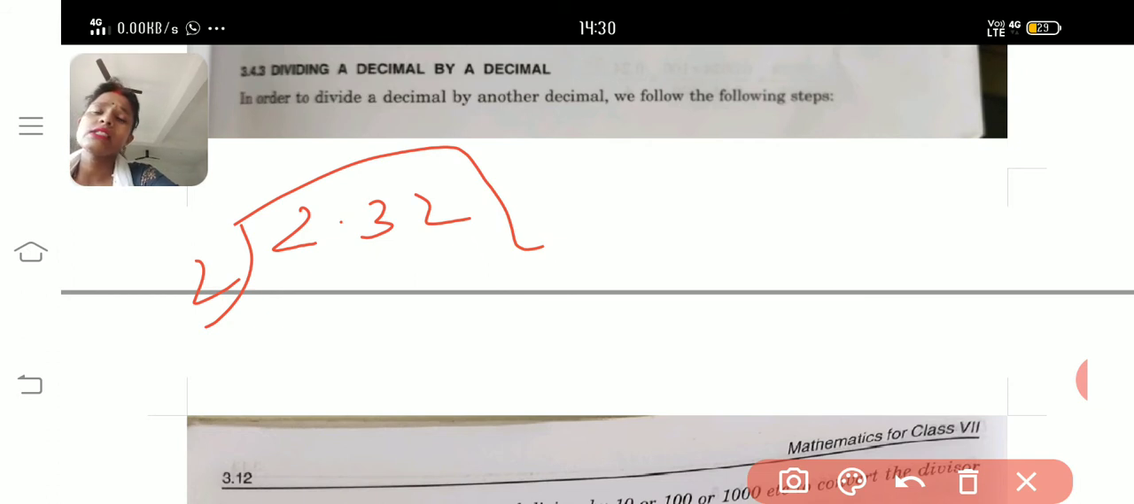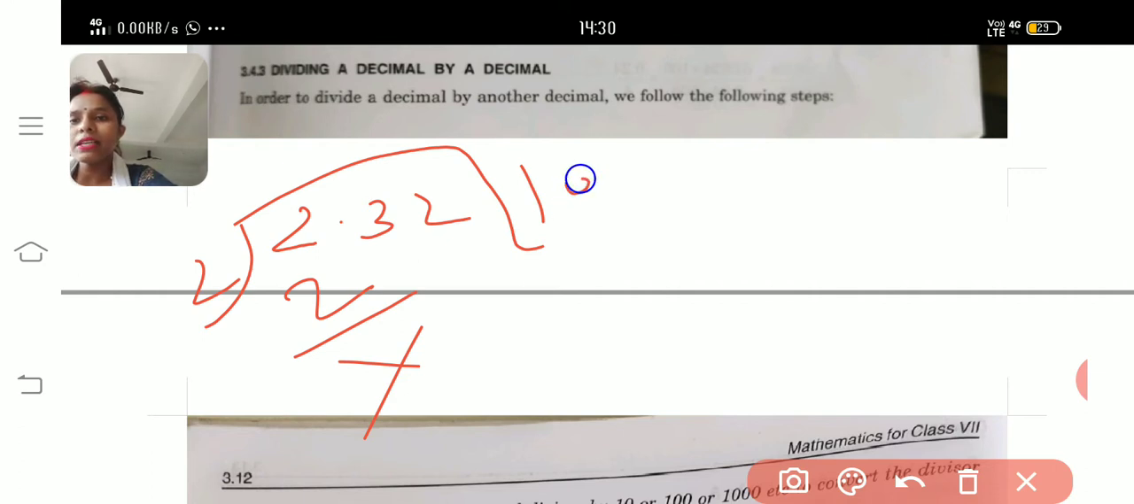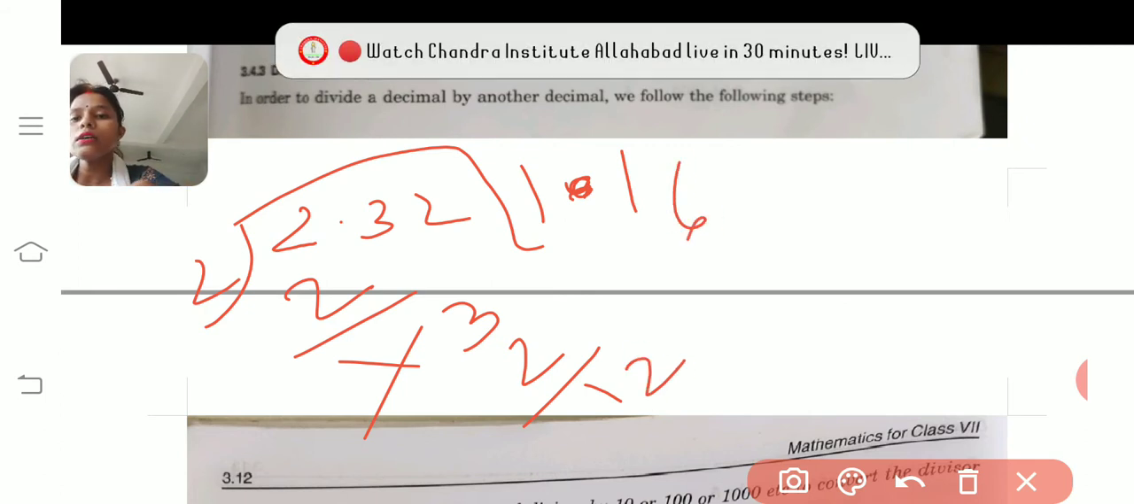The same process, same method you follow as when dividing any two whole numbers. Only the difference is that it is a decimal. So first we divide: 2 ones are 2. Now here you can see there is a decimal point, and we put the same decimal point in the quotient. We put the decimal here, after that we put 3. Now 3 minus 2 is 1. Now we put down 2. 2 sixes are 12. Same process you have to follow.